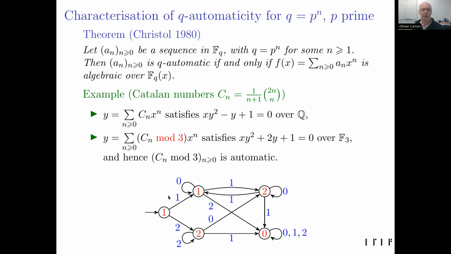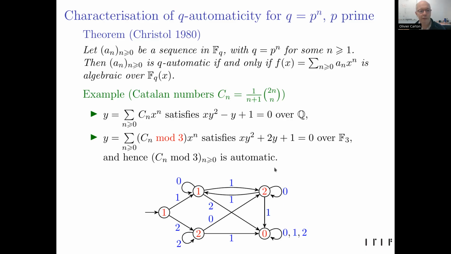The outputs of the states are given in red inside the states, because the names of states do not matter. The starting state is this one with the little incoming arrow. And then we see that, for instance, if we read 1, the output is 1. So C_1 modulo 3 must be 1. Actually, this is true because C_1 is 1.